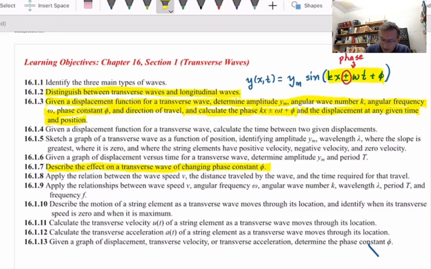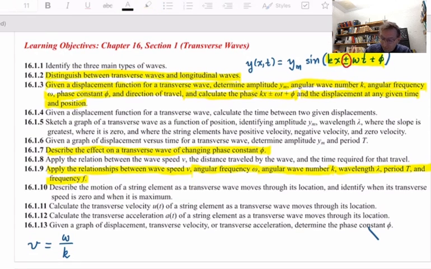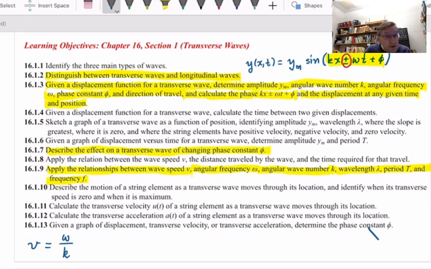16.1.9. Apply the relationships between wave speed, v, angular frequency, omega, angular wave number, k, wavelength, lambda, period, capital T, and frequency, f. That's a lot, but they're all very simple formulas, and they're all very useful. I'll write it this way. The wave speed, v, is equal to the angular frequency over the angular wave number. You can check that from the units. Omega is radian per second. k is radian per meter. You check those units simplify to meter per second.